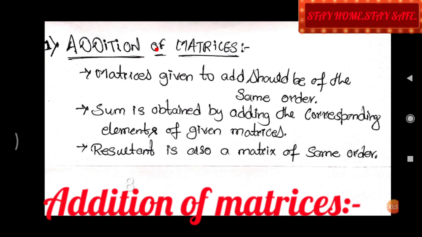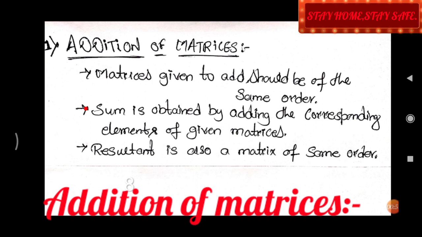So starting with the definition, first line: matrices given to add should be of the same order. Means the matrices which are given to get the sum of the two matrices should be of the same order. Mind you, my friends, the condition says it should be of the same order only. They should not have different orders. Otherwise, they cannot be added if they have different orders. So they should be of the same order.